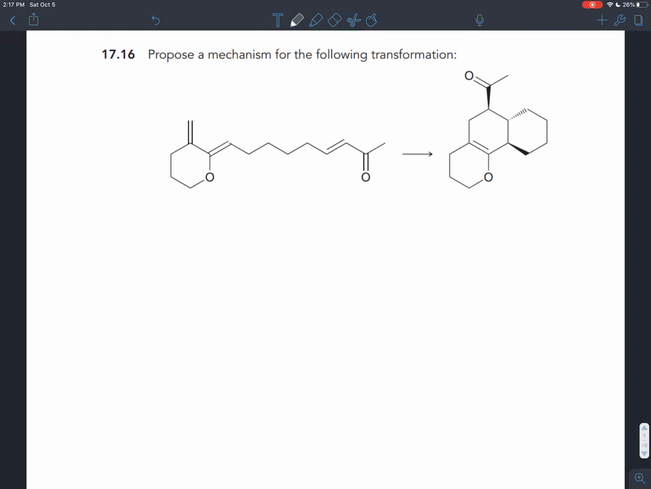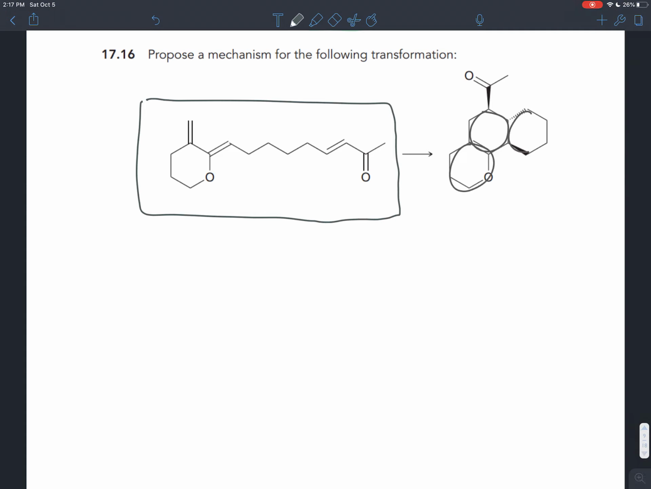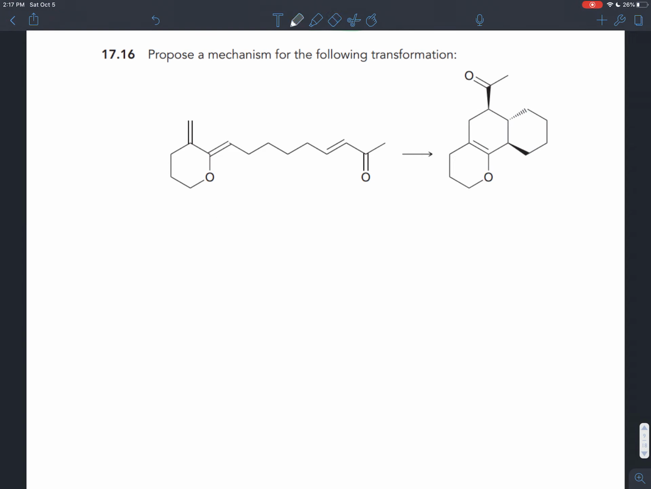You'll notice in exercise 17.16, they say propose a mechanism for this transformation, that the reactant has but one ring, and the product has 1, 2, 3 rings. You've made rings, and the only way we've learned how to do that so far is with the Diels-Alder reaction. So at least you see the extra rings you've made, and you should think Diels-Alder reaction.